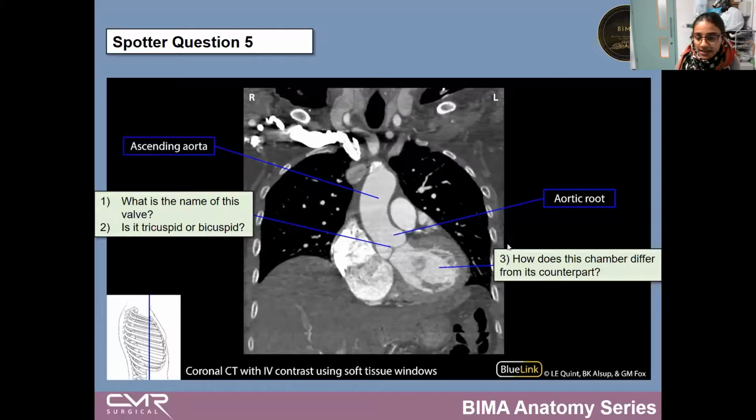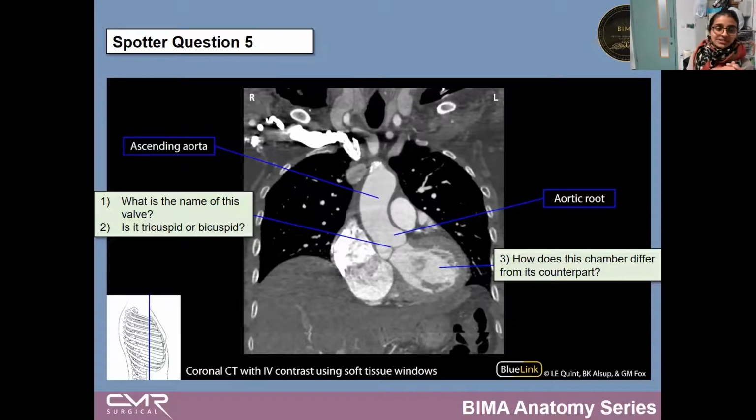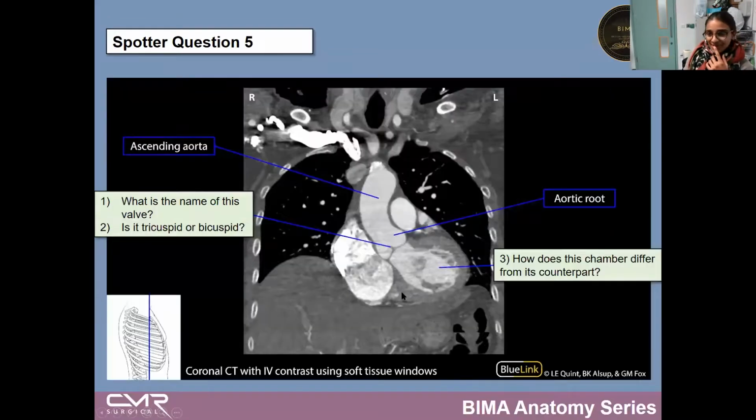So number 3, how does this chamber differ from its counterpart? So this is your left ventricle that pumps blood up into the aorta. How does it differ from the right ventricle? Well, it's thicker. Yes, exactly. So the walls are thicker, the muscle is stronger. Very good, Zara, that's right. The muscle is stronger, the wall is thicker, and the chamber is actually bigger as well. If you look at the previous images, it's bigger than the right ventricle. You can't really see it here, but I'm gonna have to just take my word for it, guys.